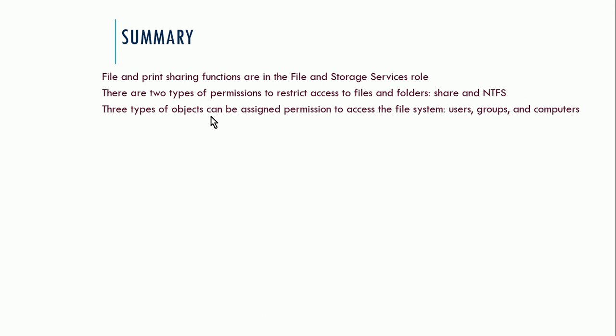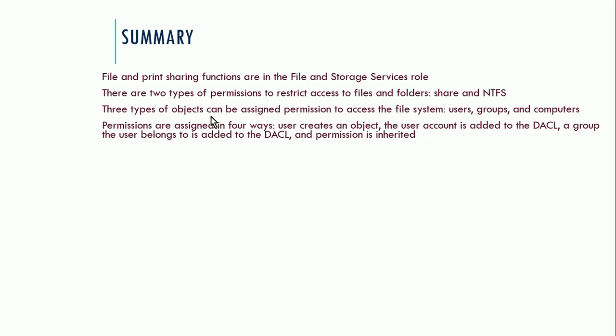So a quick summary of what we talked about in this unit. We looked at file and print sharing functions. We talked about permissions, so types of permissions to restrict access to files, either with share or NTFS. We talked about 3 types of objects, which were users, groups, and computers. We talked about how permissions are assigned in 4 ways. We talked about the discretionary access control list and different ways to apply permissions.